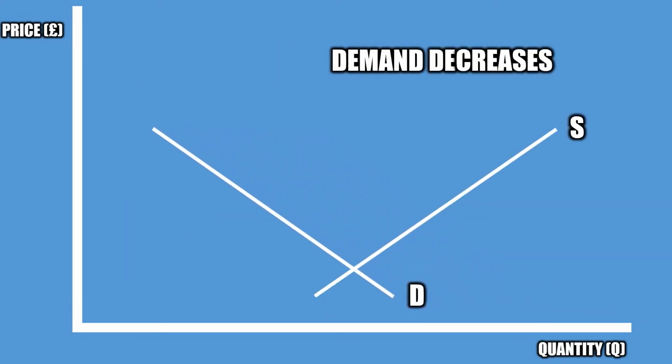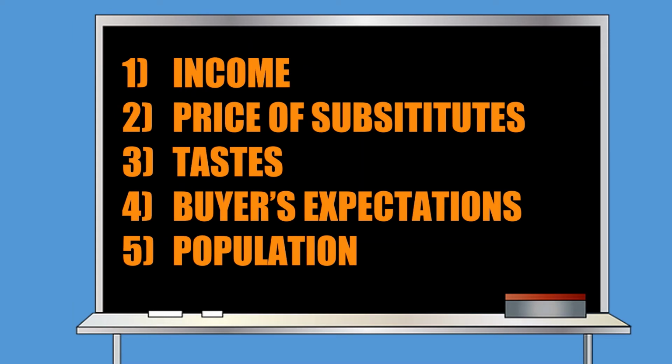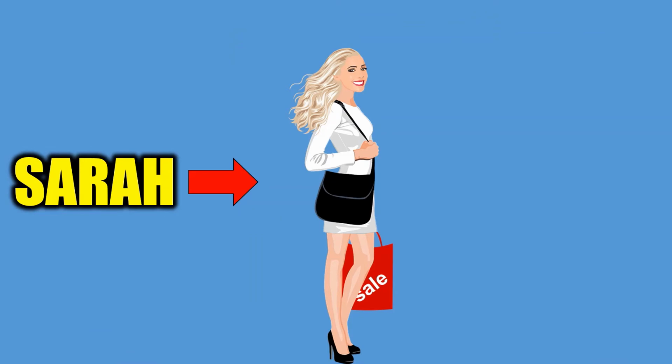There are many variables that can shift the demand curve. These are income, price of substitute goods, tastes, expectations, and the size and structure of the population. And just like with Bob, to explain these factors, we will have a consumer called Sarah.